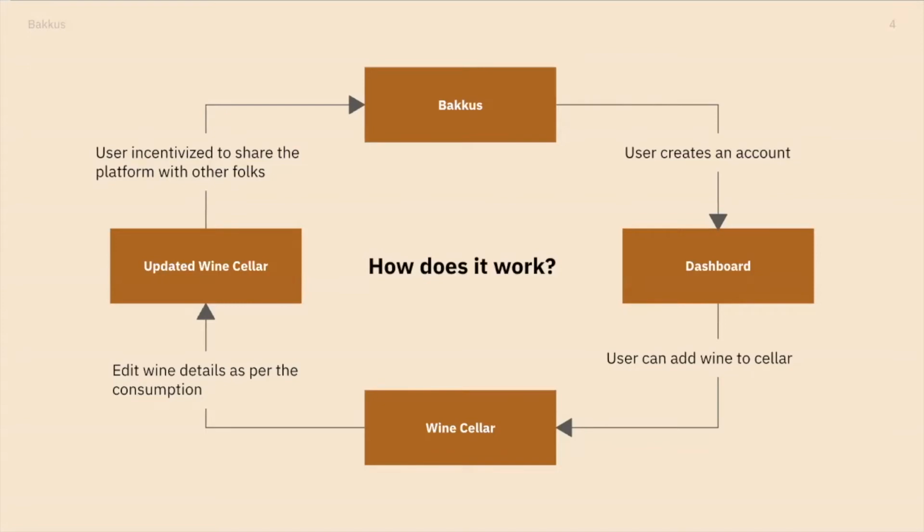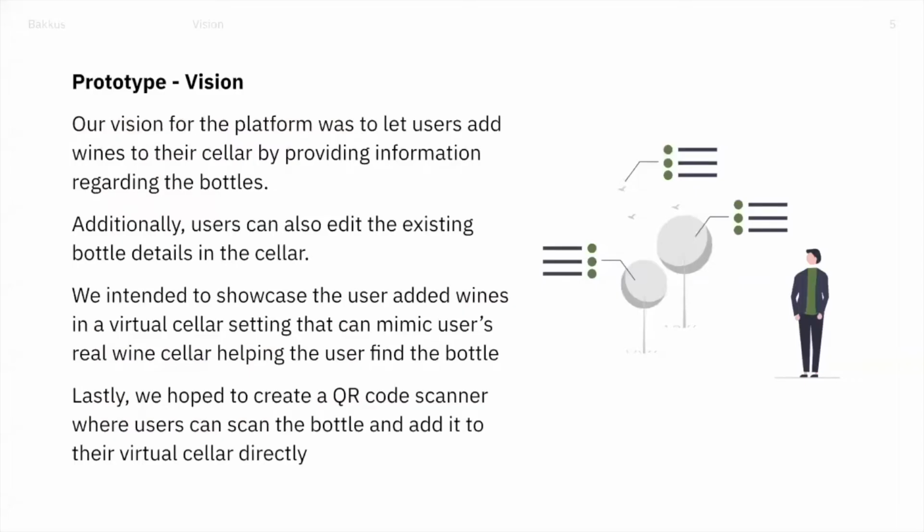And then moving on to the product vision. Our goal with the product initially was to not only let users add wines to the cellar, but also edit wines and create a virtual wine cellar where users can place the wines, which will mimic their actual wine cellar. This might help them find the location of the wine in their actual wine cellar. And lastly, we hope to create a QR code scanner where users can just scan the bottle and add it to their wine directory.